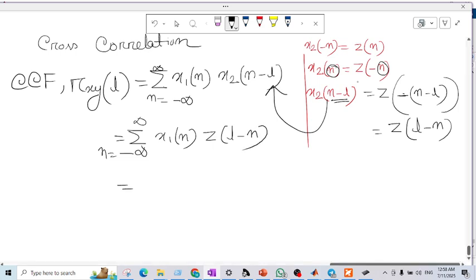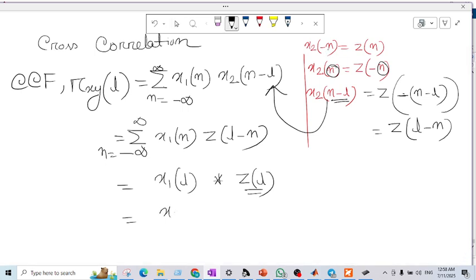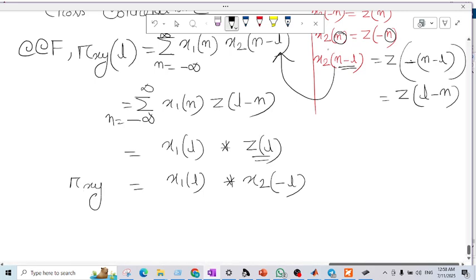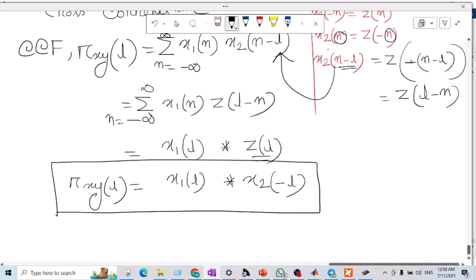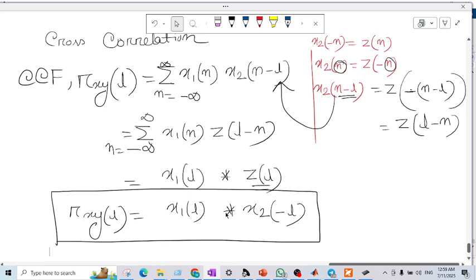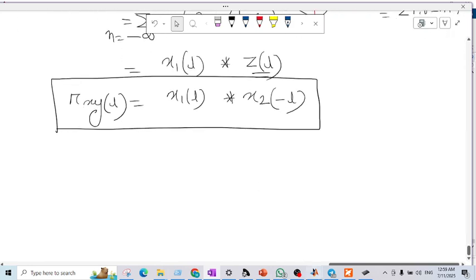If you remember the formula of convolution, you can easily understand that it is actually the convolution between x1 and z. And what is z? z is x2 of minus n, but here we have L, so z is x2 of minus L. So this is the formula for cross correlation using convolution.